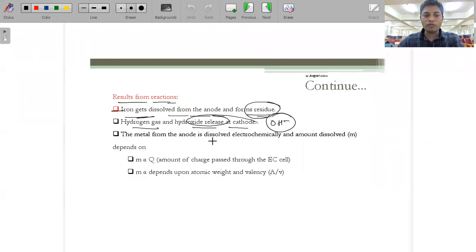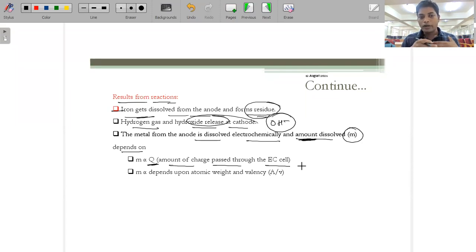Third one: the metal from the anode is dissolved electrochemically, and the amount dissolved depends on two things. The metal which is depleted from the workpiece area is dissolved electrochemically only, because everything is done in the EC cell. That depends on two things. The amount, which I am representing with m, depends first on Q. Q is nothing but the amount of charge that passes through the EC cell, meaning the potential difference we are creating, what the voltage and the current are, and on that basis how much charge is passed through.